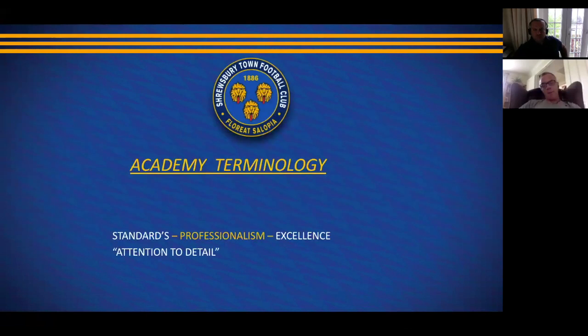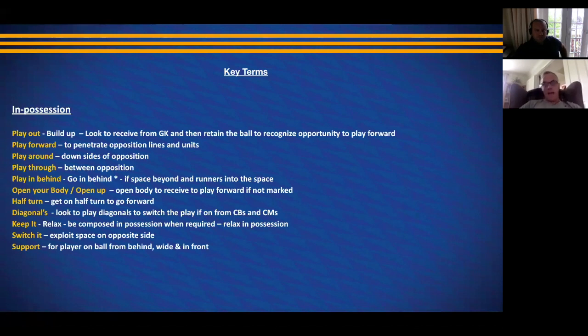We didn't have this in place at all until I came into post. We've now come up with some terminology. It may not stay like this. It fits with the way we play. So we've got some in possession, out of possession terms, nothing that people won't have seen before.